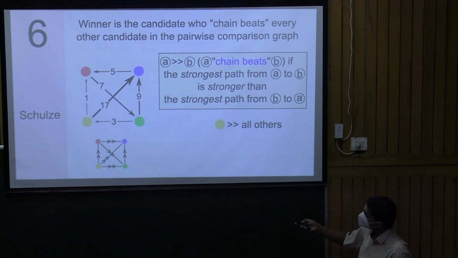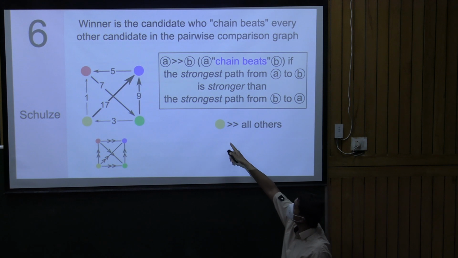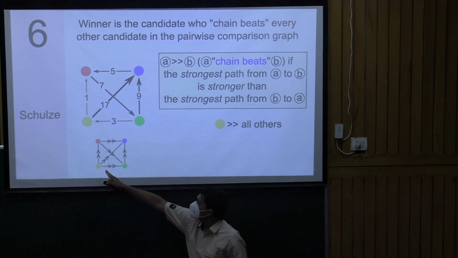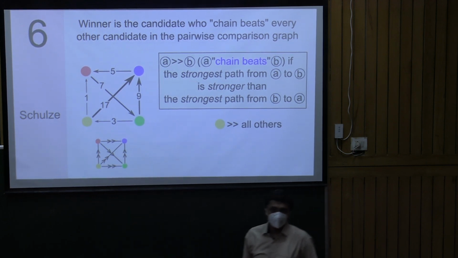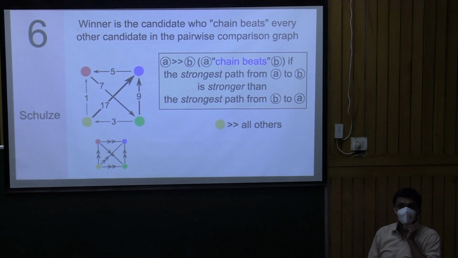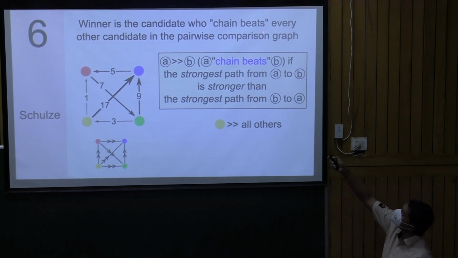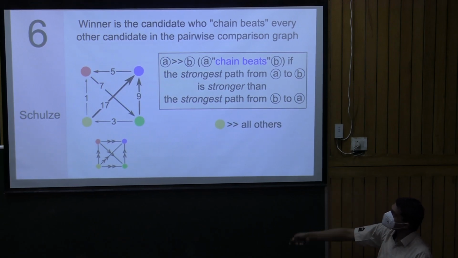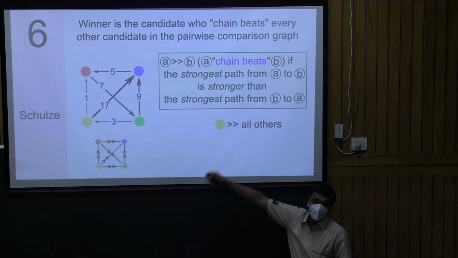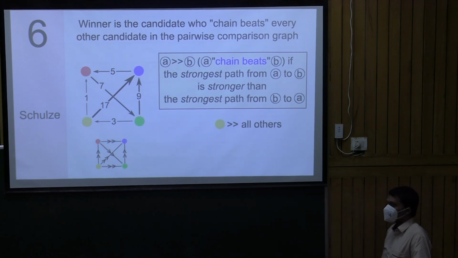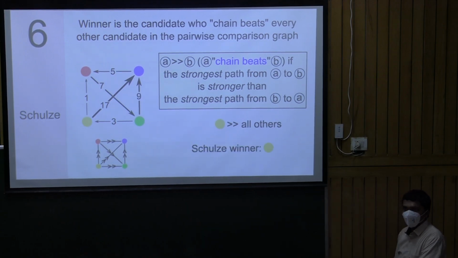I'm not going to go through it, right? What you will observe, however, is that yellow ends up chain beating everyone else. Okay. And now I can go back to the definition. Schulze will select as winner the candidate who chain beats every other candidate in the pairwise comparison graph. So this was the chain beats relation. So my Schulze winner would be yellow. Okay.